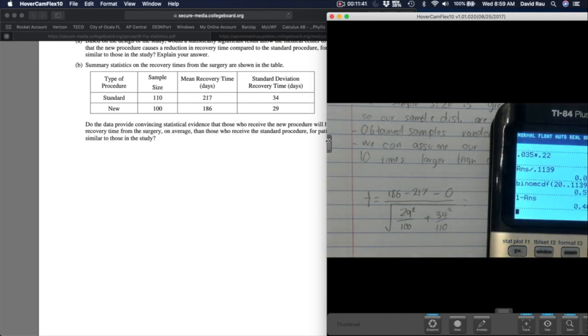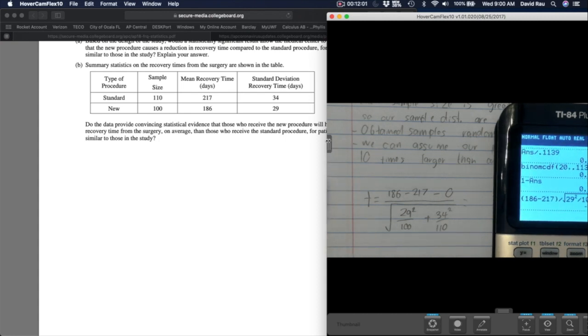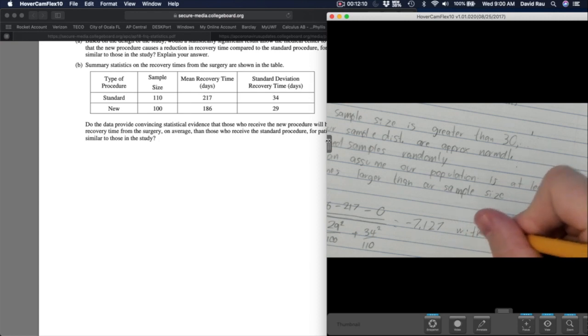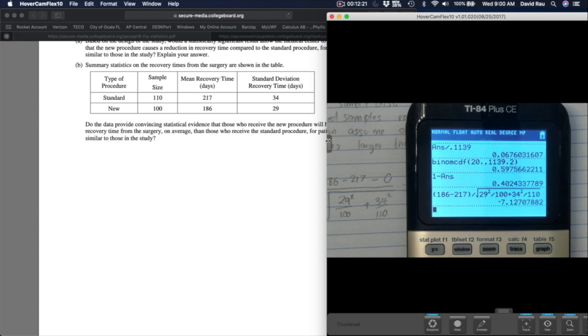Let's see here. So we have to do this carefully. 186 minus 217. I'm not going to write minus 0 because technically you don't have to. Divided by 29 squared over 100 plus 34 squared over 110. And I get a t-value of negative 7.127. Negative 7.127. Now this is our test statistic. And I'll say with associated p-value of, and this is where I'm going to run to my calculator to just actually do the full test.